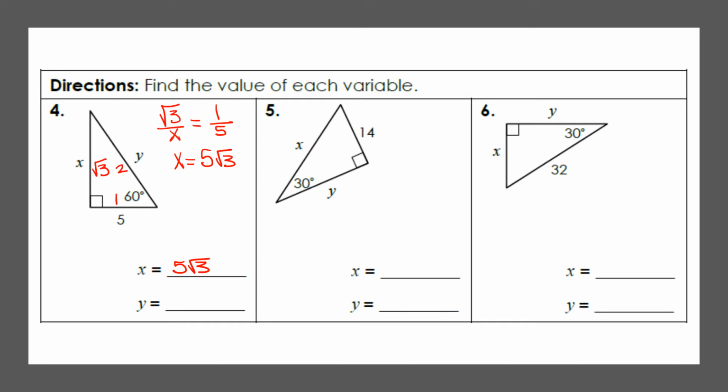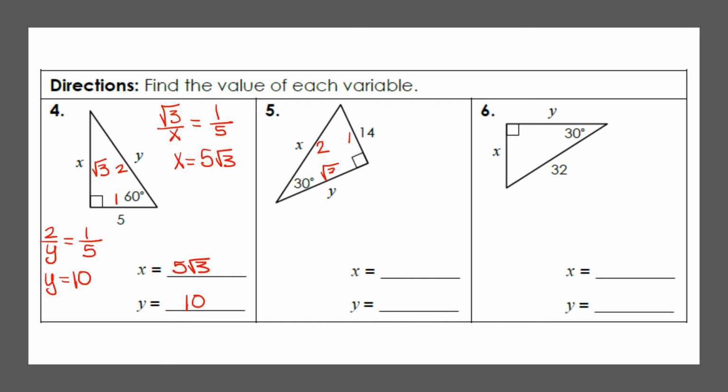For y, I do the same thing. So I've got inside over outside, 2 over y equals the one that I know inside and outside, 1 over 5. Cross multiply and I get that y equals 10. I'm going to go ahead and look at number 5 also. So again, across from the 30 is my 1. My 2 is on the hypotenuse.